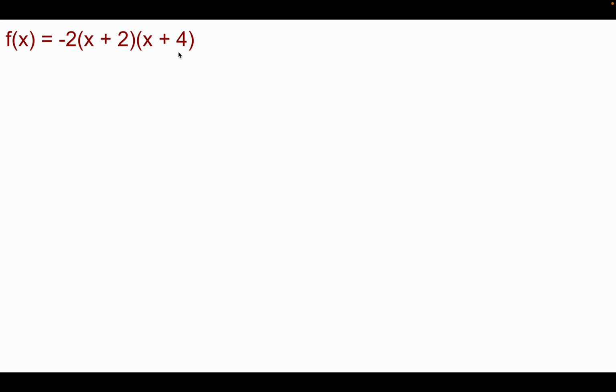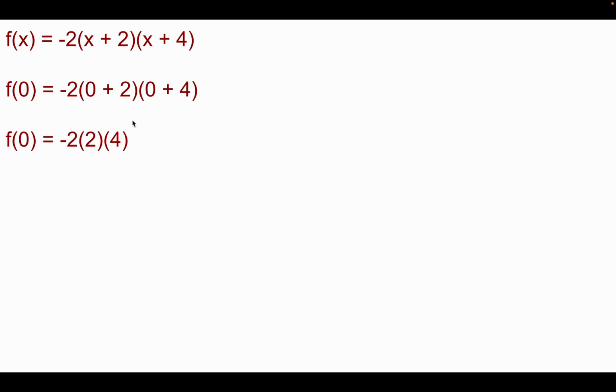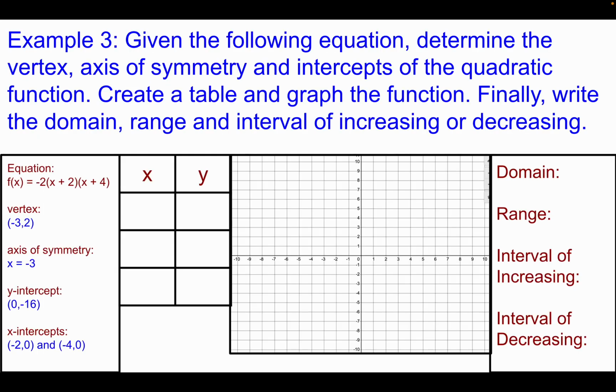So I have my equation. I'm going to put in 0 for x. f of 0 equals negative 2 times 0 plus 2 times 0 plus 4. So f of 0 is going to equal negative 2 times 2 times 4. f of 0 is going to equal negative 16. And so then we can add that as our y-intercept.